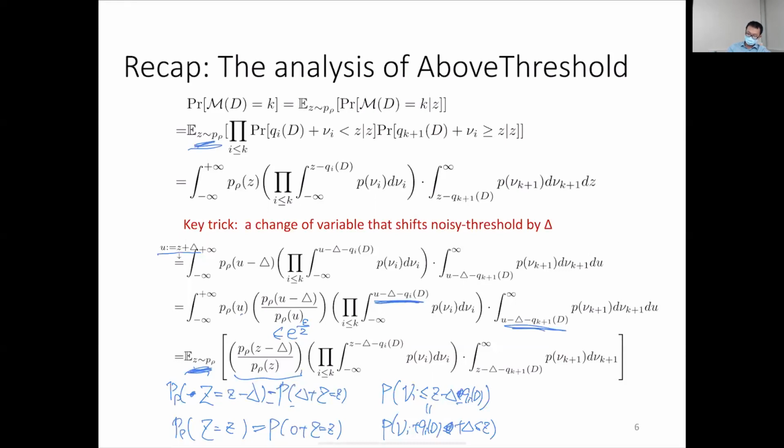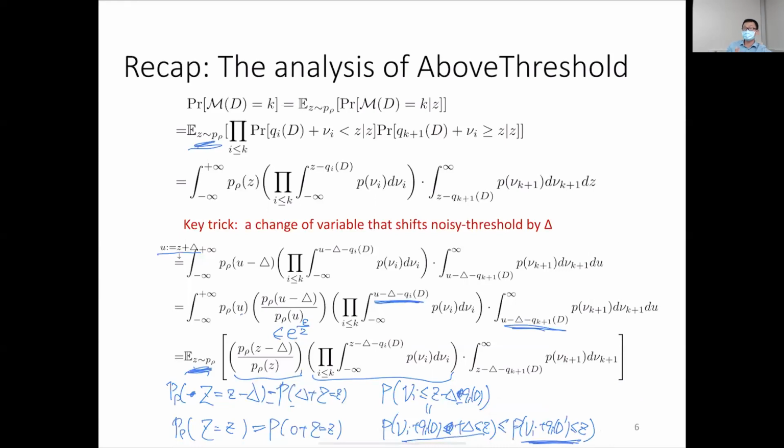Right, and one can argue that since the perturbation of this Qi(D) to Qi(D prime) is always within plus and minus delta, this is always smaller than P of nu i plus Qi(D prime) smaller than Z. You can check that this interval is always larger than this interval. Therefore, this probability inequality is true for all i. No matter how many of i that you multiply here in the second term, we can always directly bound this by something that's defined by this alternative neighboring data set D prime.